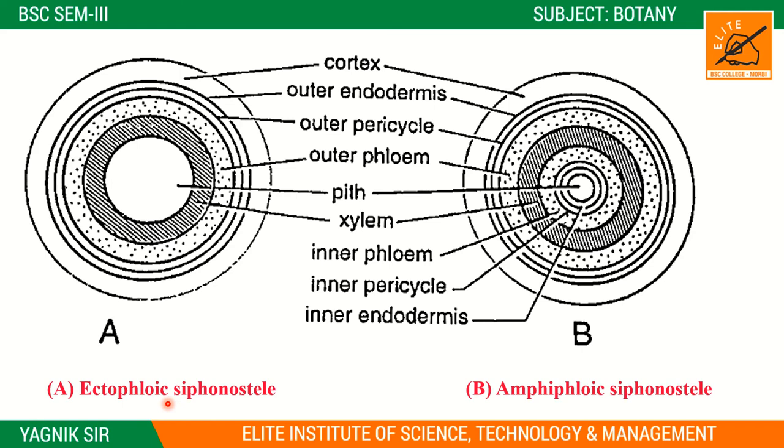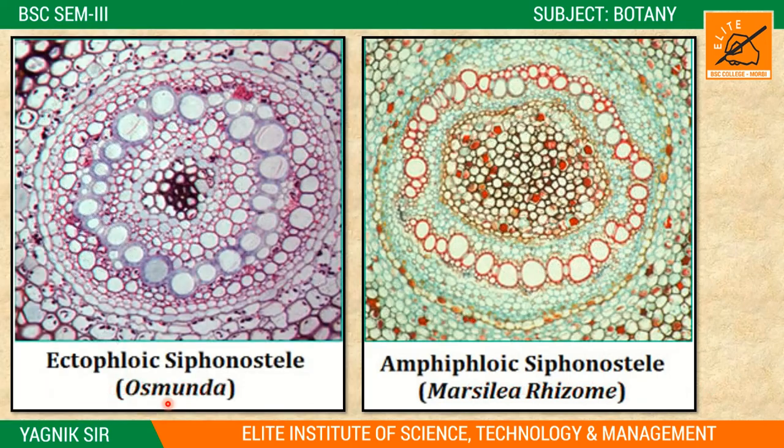Actually, actinostele is a type of protostele, and ectophloic is a type of siphonostele. So right, and these are what is observed microscopically. This type of arrangement of the stele is the ectophloic siphonostele observed in Osmunda, and this is Marsilea, right? And in Marsilea, which part? The rhizome, right? This is the amphiphloic siphonostele. So these are the main differences between the ectophloic siphonostele and the amphiphloic siphonostele, right?